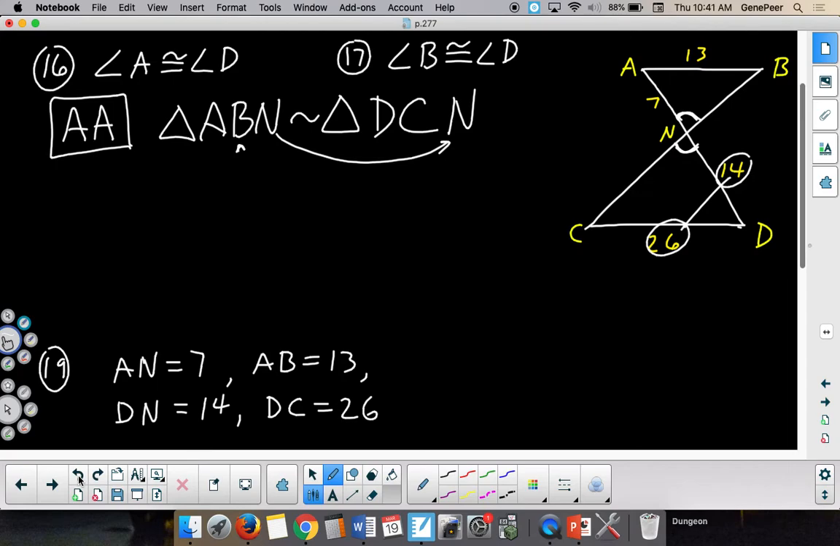And I just realized, I think we skipped one. Let's see, this is number 19. Okay, good. And we did indeed skip number 17, didn't we?